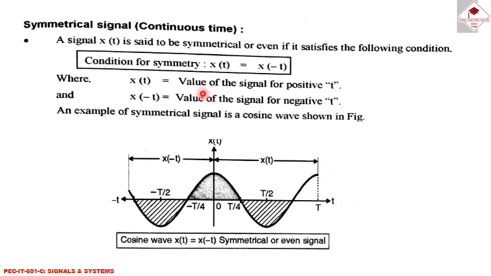Next is the symmetric signal of continuous time. A signal x(t) is said to be symmetrical or even if it satisfies the following condition. The condition of symmetry is x(t) = x(-t), where x(t) is the value of the signal for positive t, and x(-t) is the value of the signal for negative t. And this is a graphical representation of a symmetric signal.